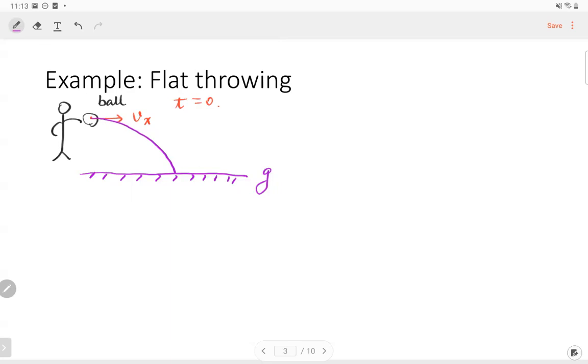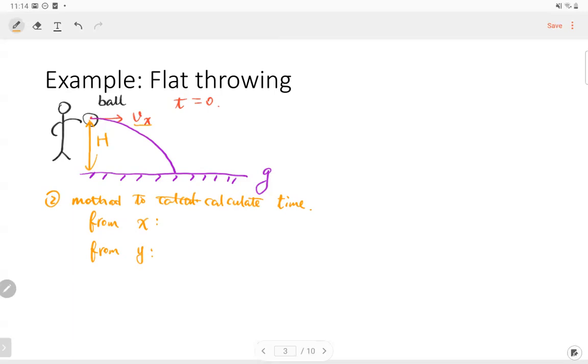How far does this ball fly, and how long does it take for this ball until it hits the ground? So if we know the height at the throwing, if we know the height is h, and we know the initial velocity, then let's calculate the time. What do we have in this case? So to calculate the time, we have two methods. The first method is to get the time from the X component. The second method is from the Y component.